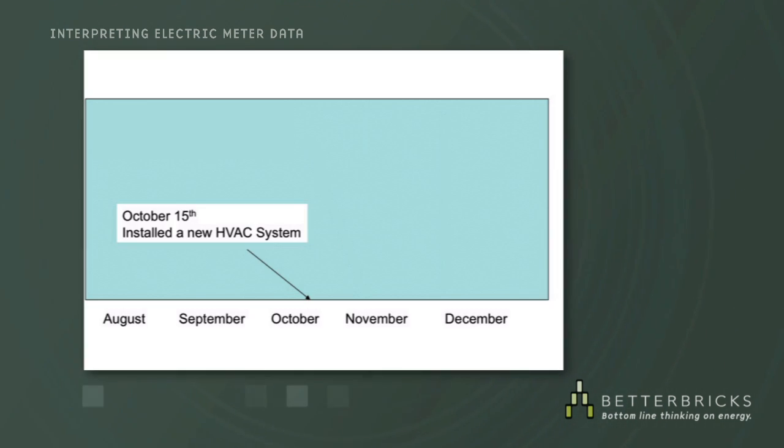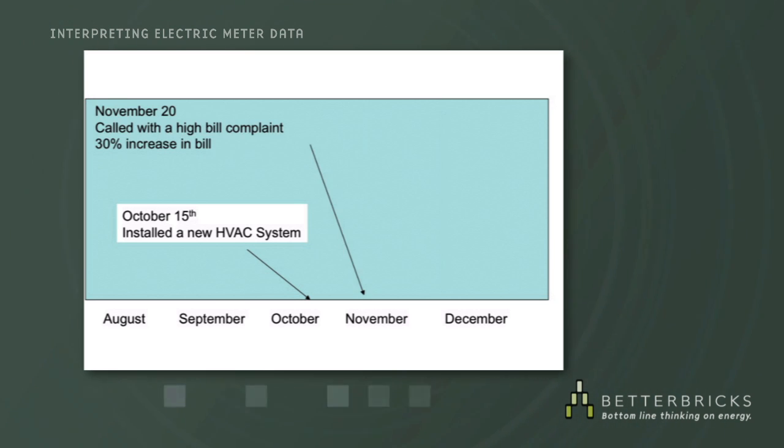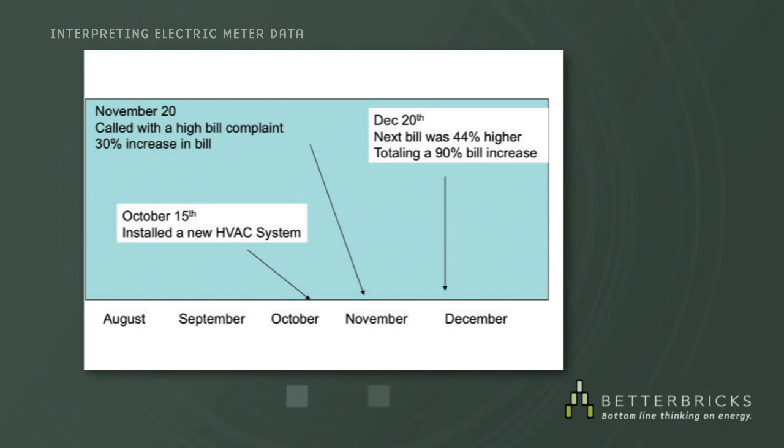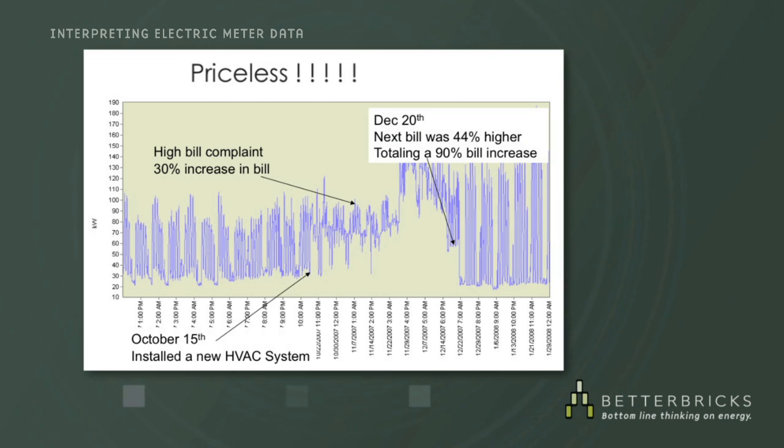In this case here, a customer has installed a new heating, ventilation, and air conditioning system. On November 20th, they called their utility with a high bill complaint. They had a 30% increase in their bill. December 20th, their next bill was 44% higher than that, totaling a 90% increase in their bill. If they had only looked at the interval data, it would have been priceless.